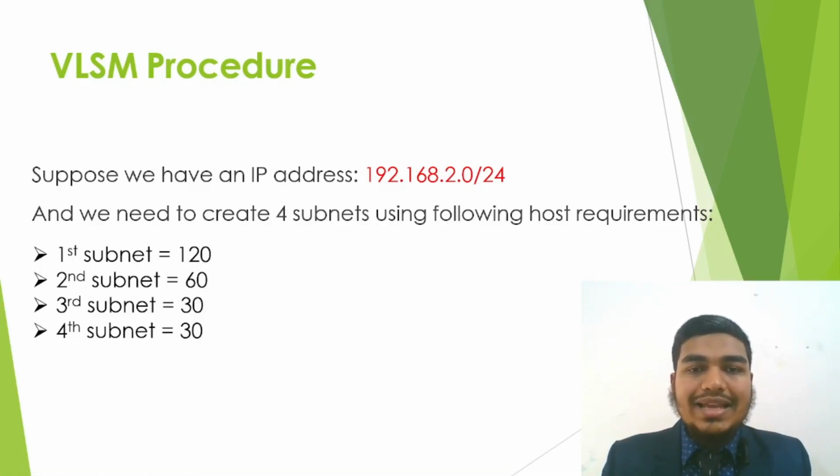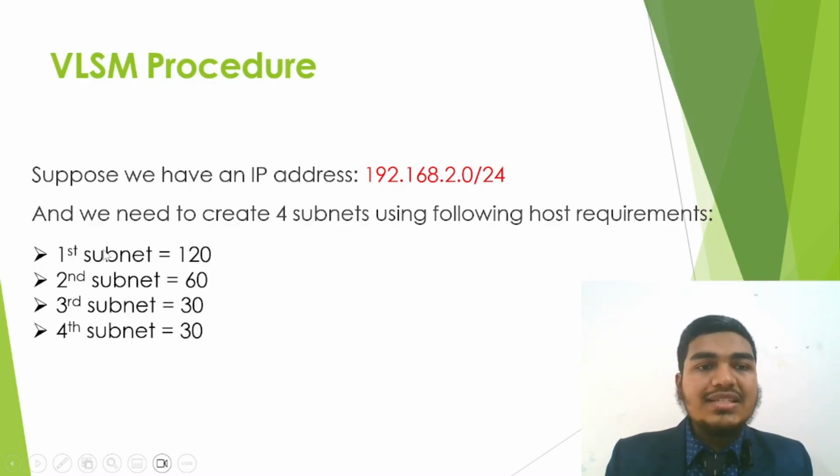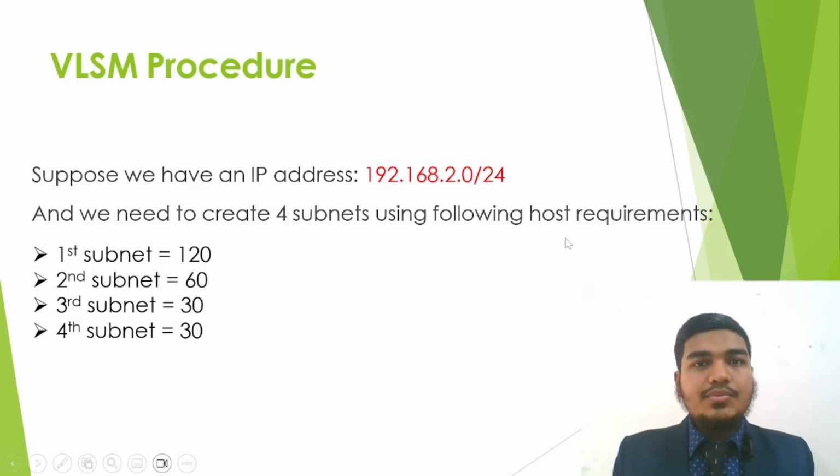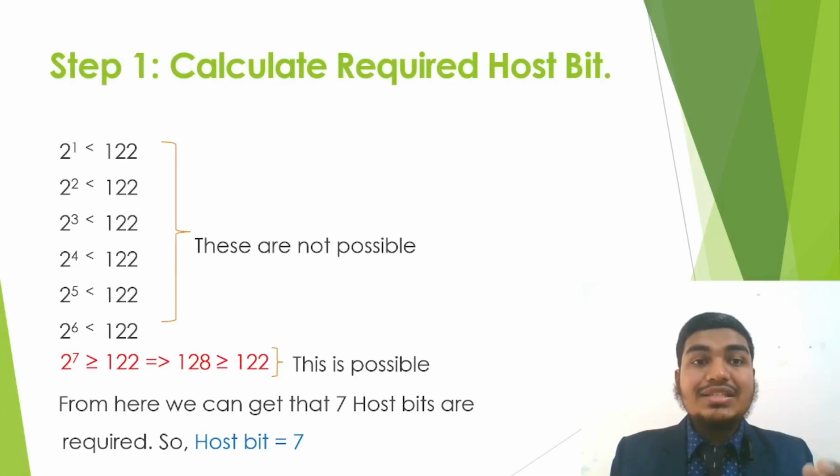Before going to the next step, one thing to mention here is that for each subnet, we must add 2 more hosts to the requirement. So for the first subnet, we will actually be calculating for 122 hosts instead of 120. Why are 2 extra hosts needed? One for the network address and another for the broadcast address. So let's proceed to the next step, that is step 1, calculating the required host bits.